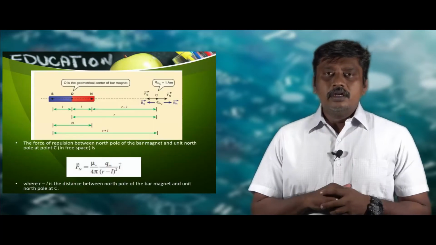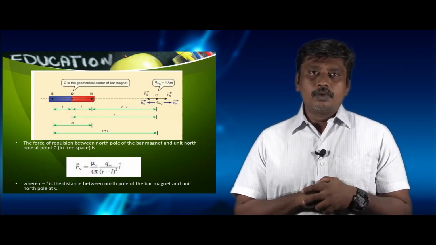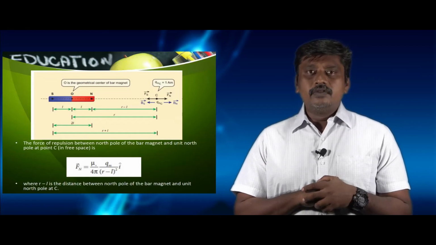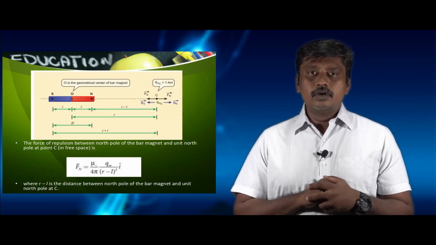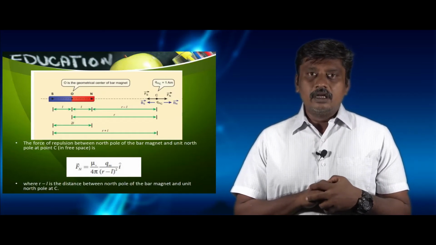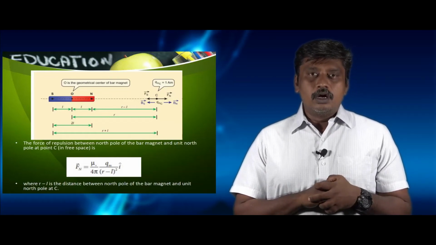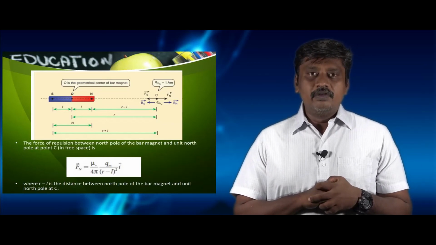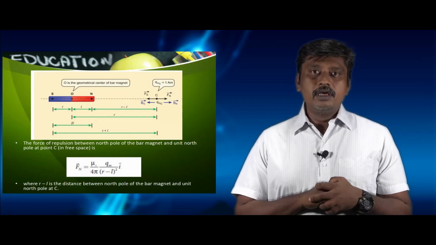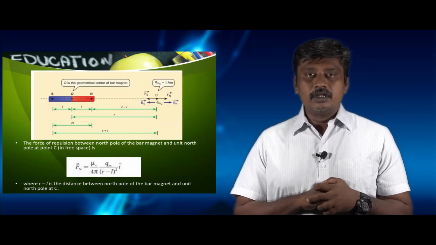To find this, we calculate the force experienced by the unit north pole due to the north pole of the magnet alone. Then similarly, the force experienced by the unit north pole kept at that point due to the south pole of the magnet. First we calculate the force experienced by the unit north pole because of the north pole of the bar magnet. Fn will be equal to mu naught by 4 pi Qmn divided by R minus L the whole square, where Qmn is the pole strength.